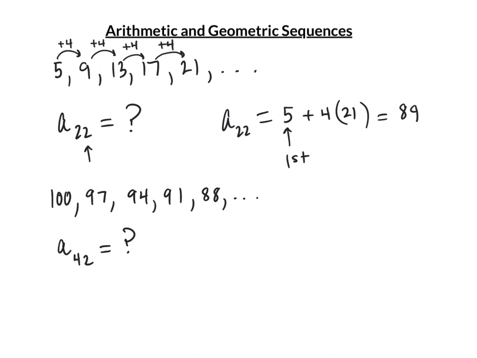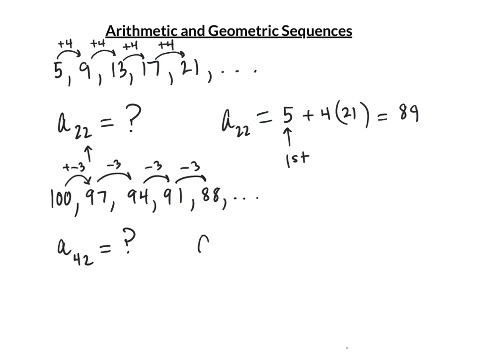The sequence below is decreasing, meaning I'm adding a negative. I'm adding negative 3. Or I can look at it as subtracting 3 each time. Notice that above we took 9 minus 5 to get 4, 13 minus 9 to get 4, 17 minus 13 to get 4. In this sequence, it's 97 minus 100, that's negative 3. 94 minus 97 is negative 3. 91 minus 94 is negative 3. Each time I move, I subtract 3, or add negative 3.